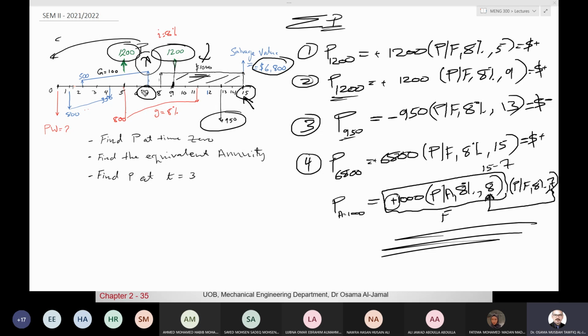I'll leave that with you now to work with the gradient. That's what we have in here, upward and downward. See what to do with it. Find the answer for those P's: 1,200, 1,200, 950, 6,800, and for that annuity of 1,000, all of them at time 0. Next lecture, inshallah, we will work with those two: the arithmetic gradient and the geometric gradient.